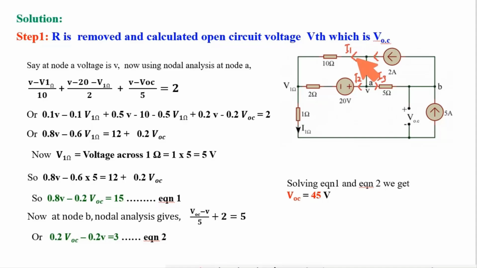So I1 is equal to V minus V1 ohm divided by 10.